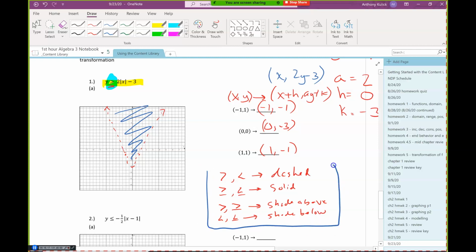So again, to do this problem, you would need the tools that we had from the previous one, plus the rules for whether you're drawing a solid line or a dashed line and shading it above or below. So this would be something that, again, you'd want to have memorized, the rule as to where you shade and whether you use a solid or dashed line.